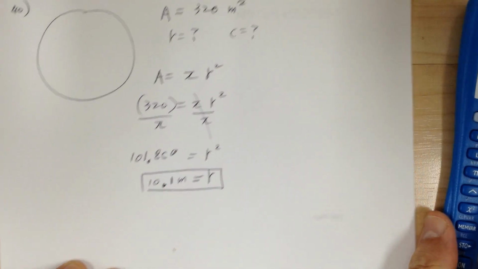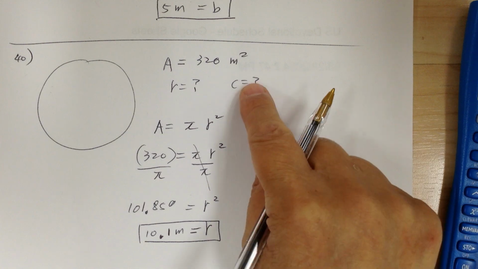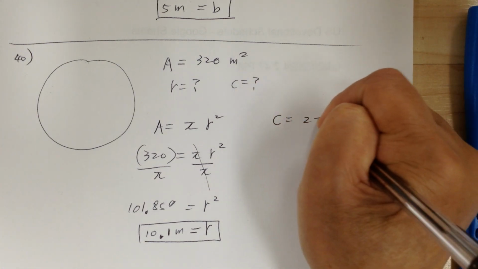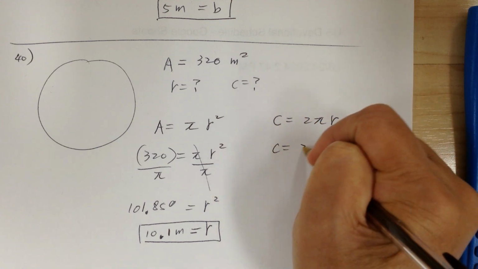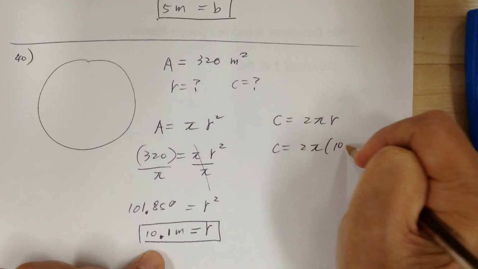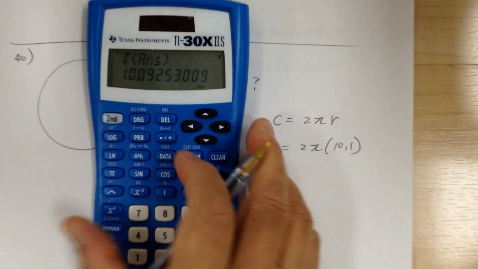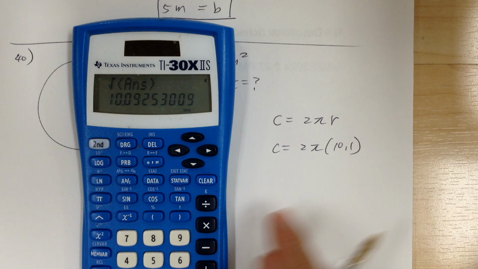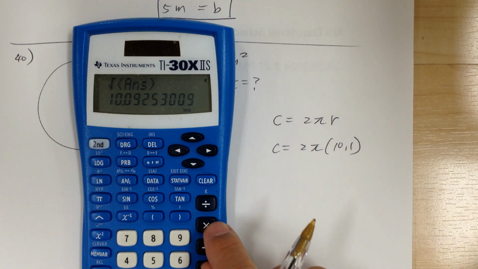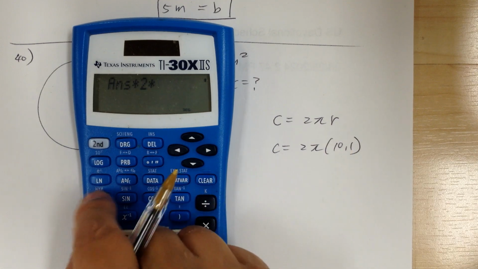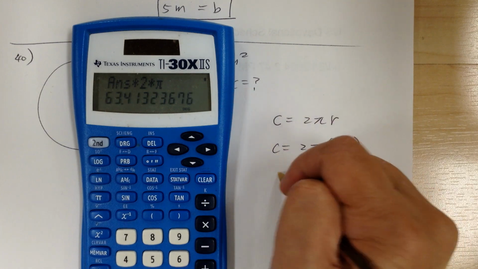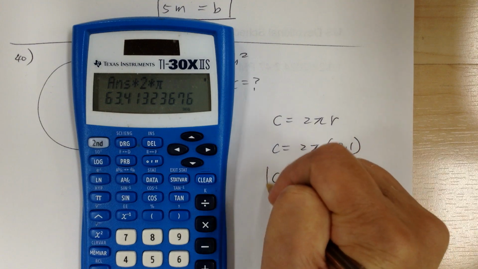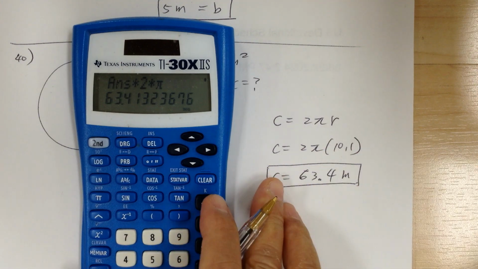Okay. Now, once you find r, you can find the circumference, right? You can start with your formula. Circumference equals 2 pi r. So circumference equals 2 pi times 10.1. Since I already have this number, I'm just going to use that number. It's more accurate. So it's just going to be times 2 times pi equals, so circumference equals 63.4 meters.